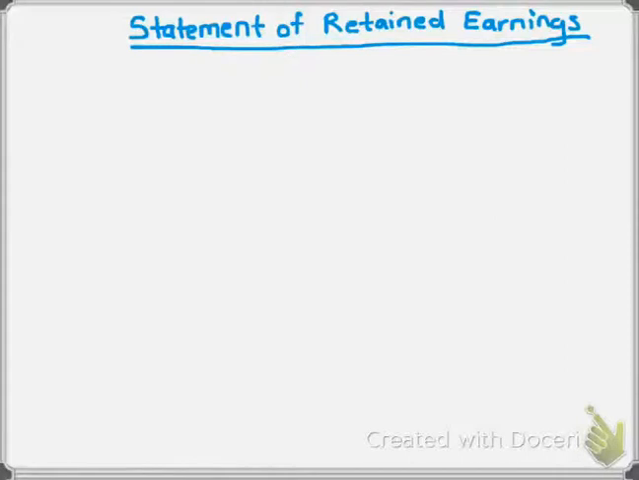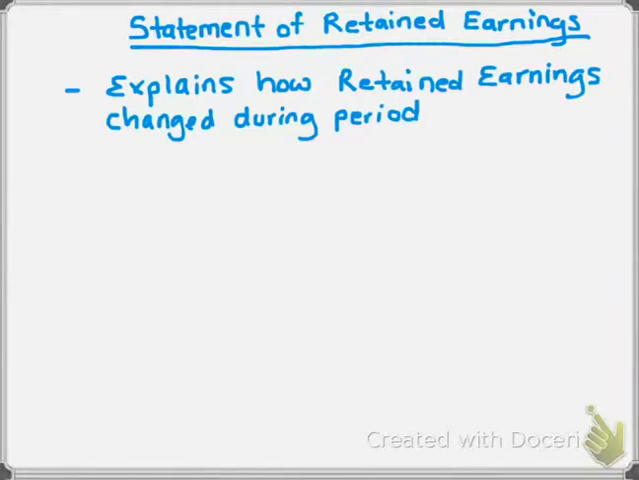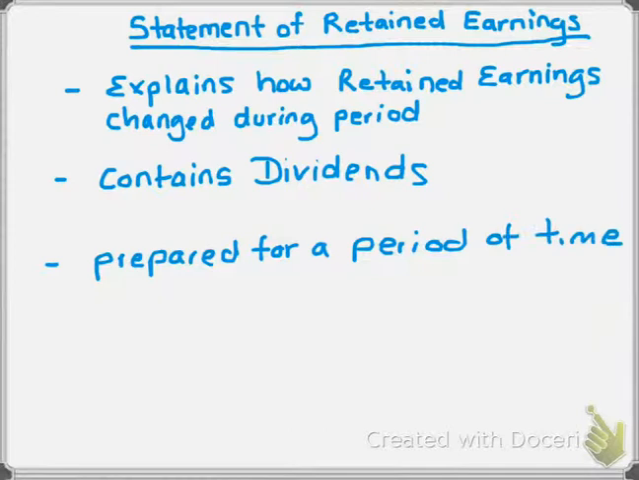Next, let's go through the statement of retained earnings. The statement of retained earnings explains how retained earnings changed during the period. This is the financial statement that lists dividends, and the statement is prepared for a period of time. Again, for a period of time would be month, quarter, or a year.